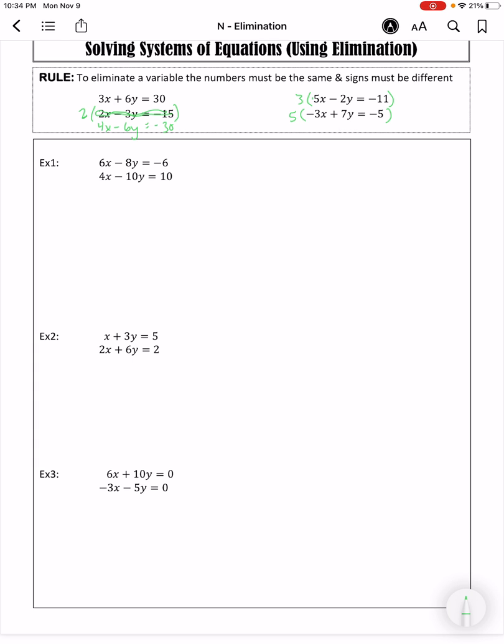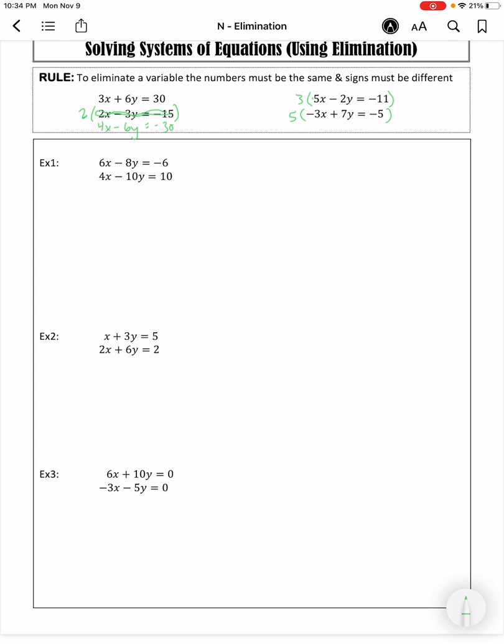Okay, if our numbers are not the same and our signs aren't different, we're going to have to do something with multiplication to make that happen. So let's look at this first one. It says 6x minus 8y equals negative 6. And then we have 4x minus 10y equals 10. Now, neither one of those problems has an opposite, and neither problem has the same numbers with x or with y. So what we need to do is we're going to have to change both equations.